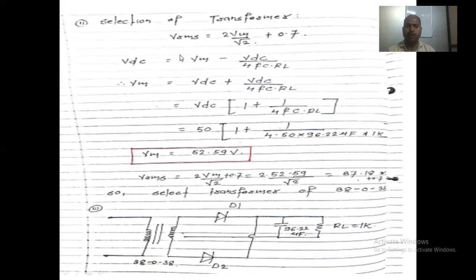In this formula, we need to know the VDC value. Why do we have to know it? We have to design a 50 volt unregulated power supply, so we don't calculate VDC. Instead, take this Vm on one side and move the minus VDC term to the other side. So VDC equals Vm minus VDC by 4FCRL, which gives Vm equal to VDC plus VDC divided by 4FCRL.